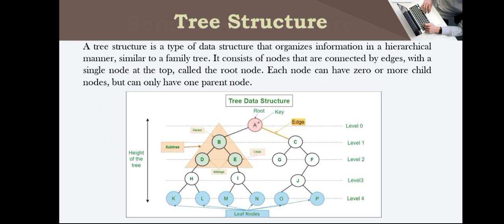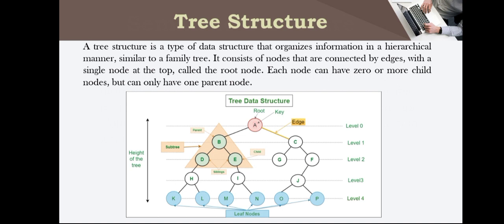So the other nodes are the same process. So D is a parent node of H, and E is a parent node of I. So G does not have a sibling or child. So F is a parent node of J. So the other nodes that have no children. So K, L, M, N, O, and P are leaf nodes. They are called leaf nodes.